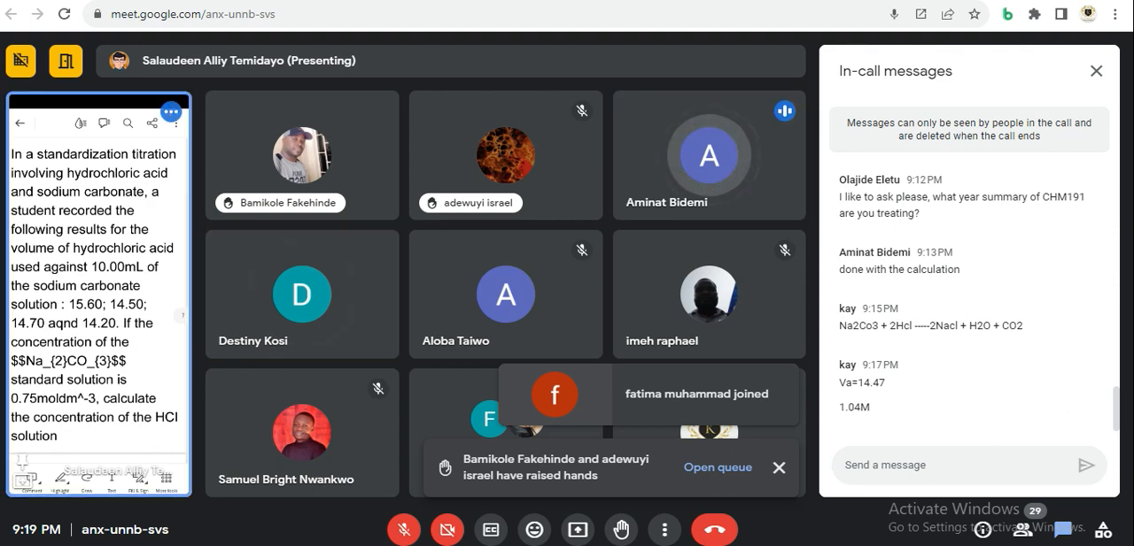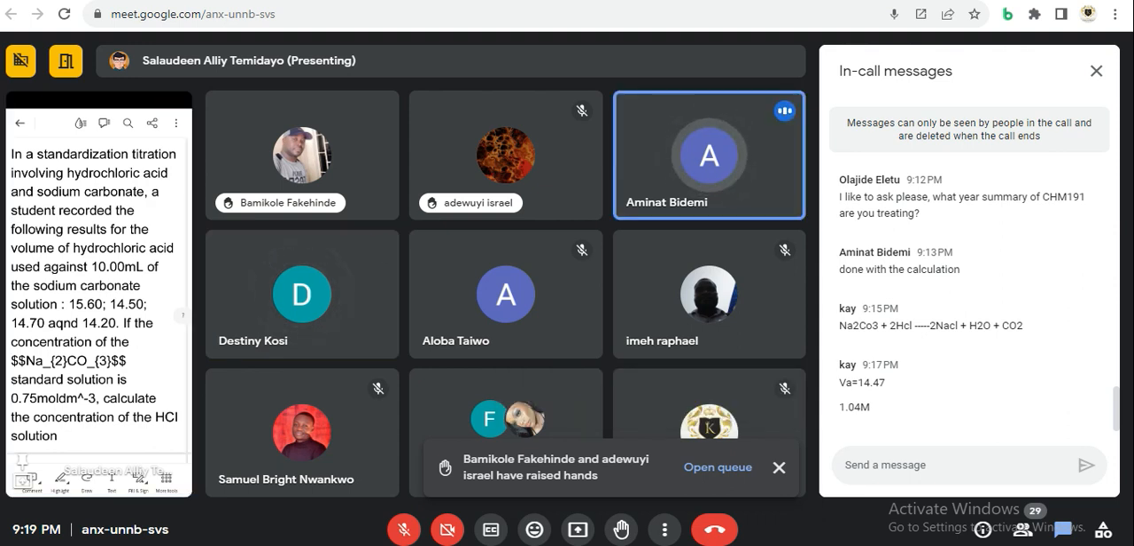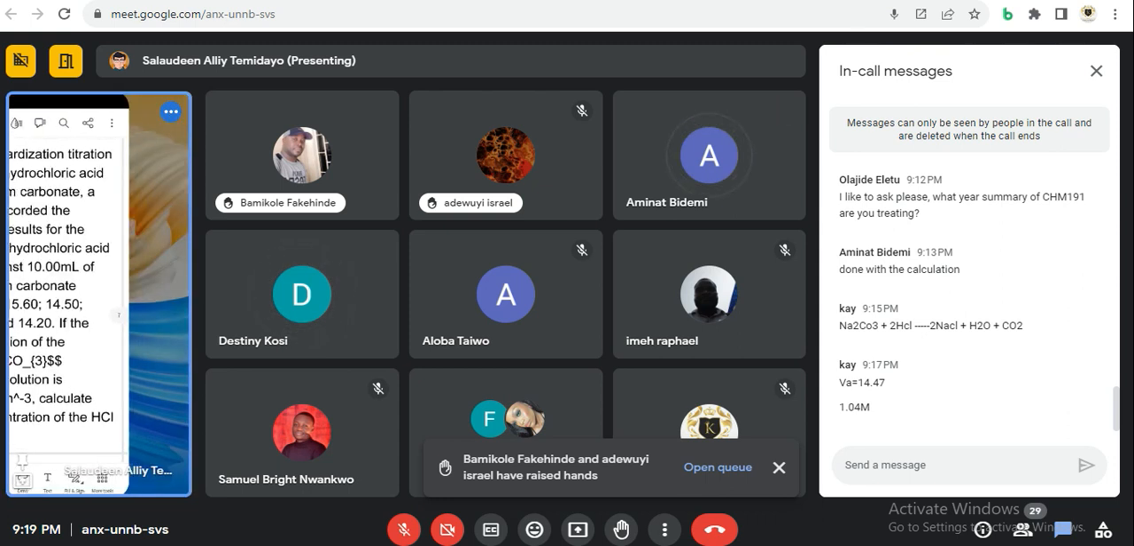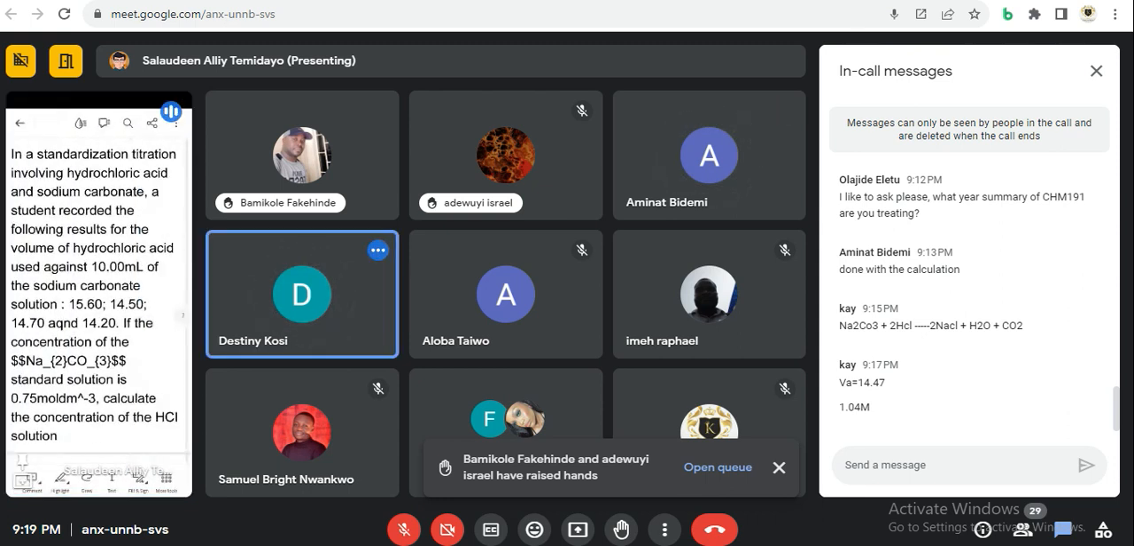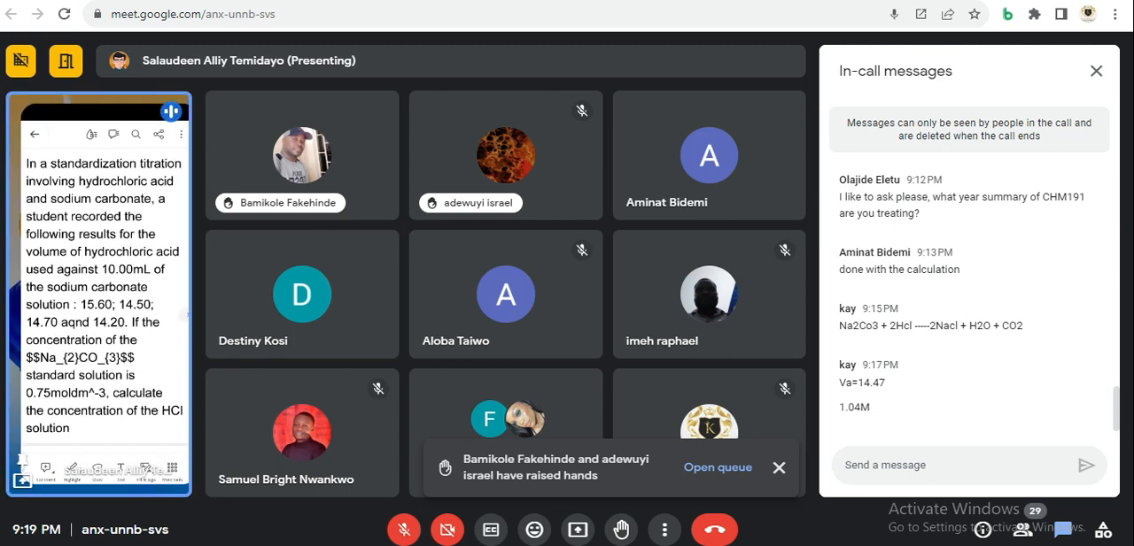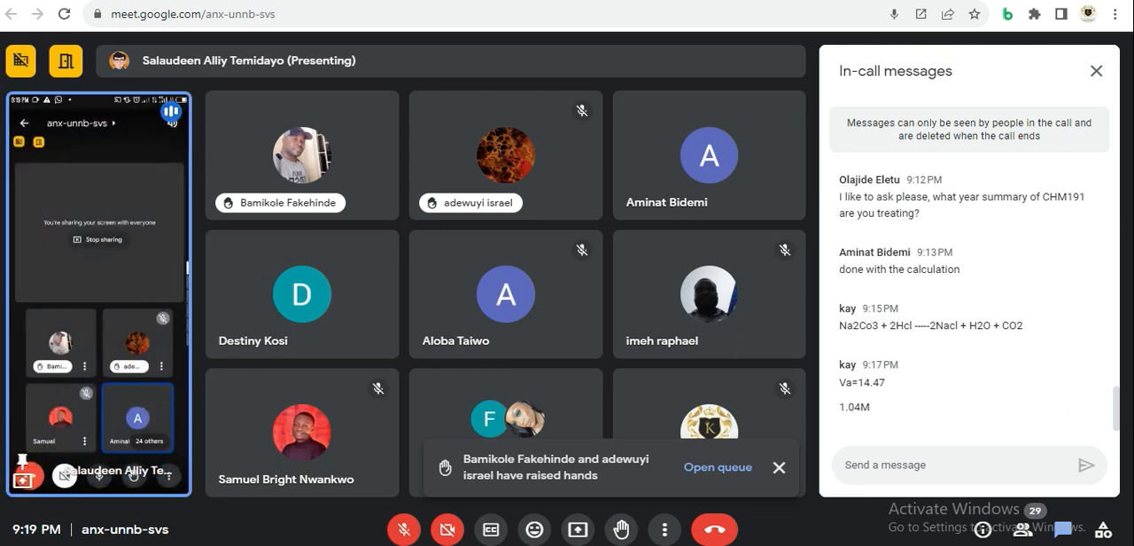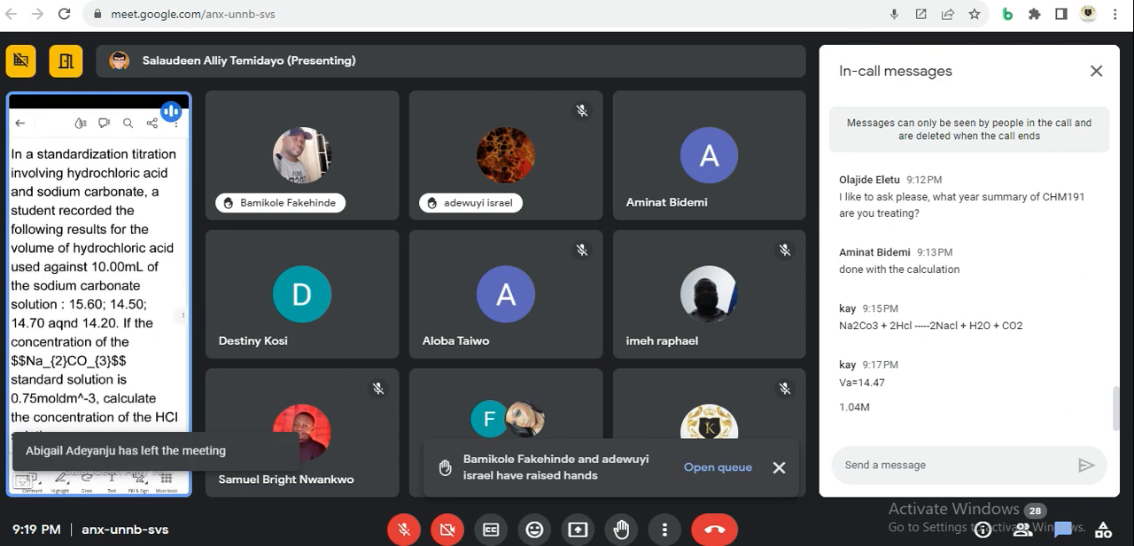In the question, what they gave was the volume of hydrochloric acid, 10.00 ml. Let me show you the question. It's not even chloride, it's hydrochloric acid. Don't be confused. Hydrogen chloride is a gas. Read the question very well now, following the results.